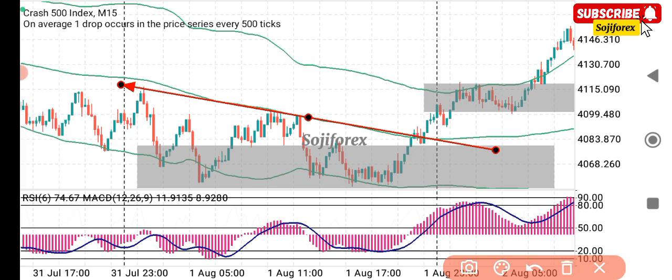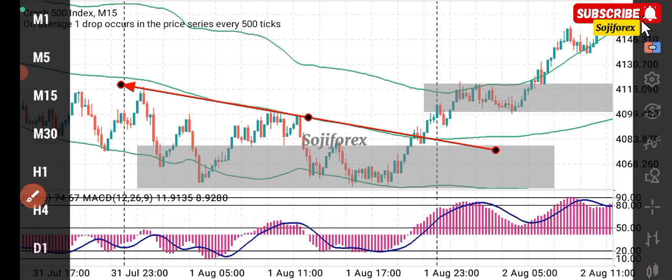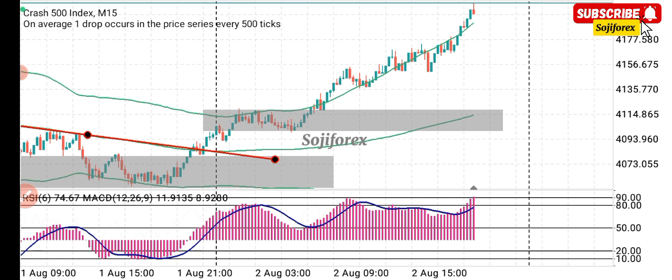And if you have watched our previous video on how to trade Boom and Crash, you can apply the same strategy without waiting for this particular breakout, and it works perfectly. So this is how you can take advantage of this. Backtest it on your chart, and let me have your feedback.